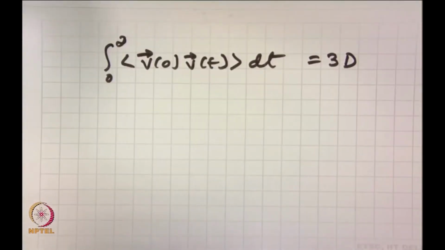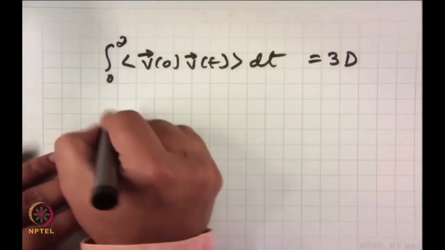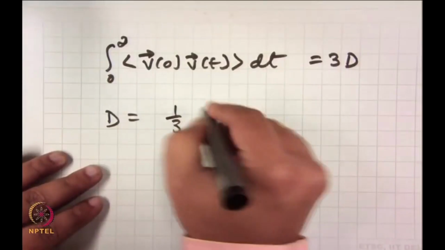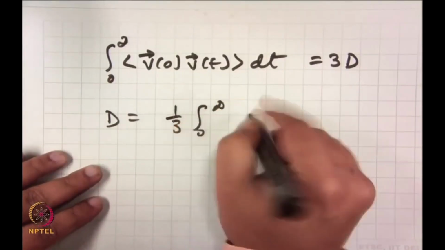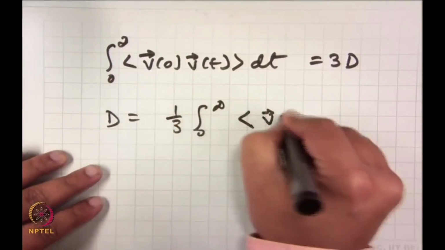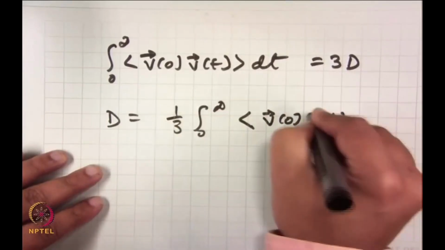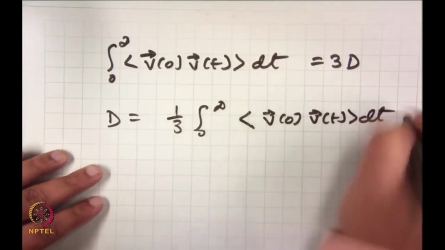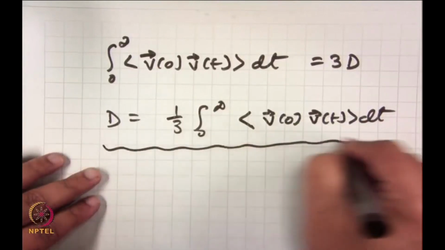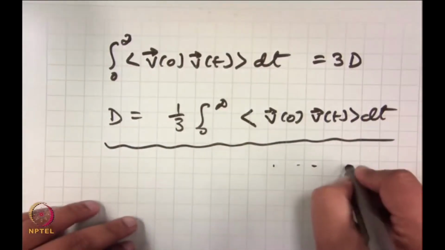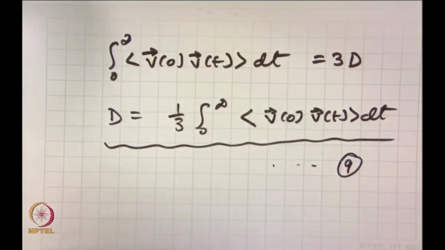So, that was only one dimension we talked about, and now you are talking about taking velocity to be a vector quantity, you are talking about the 3 dimensions, and this is the actual expression for D, or we can write D is equal to 1 by 3 integral from 0 to infinity of v(0) v(t) dt. Now, this is an important relation, we can put this as equation 9. Okay.